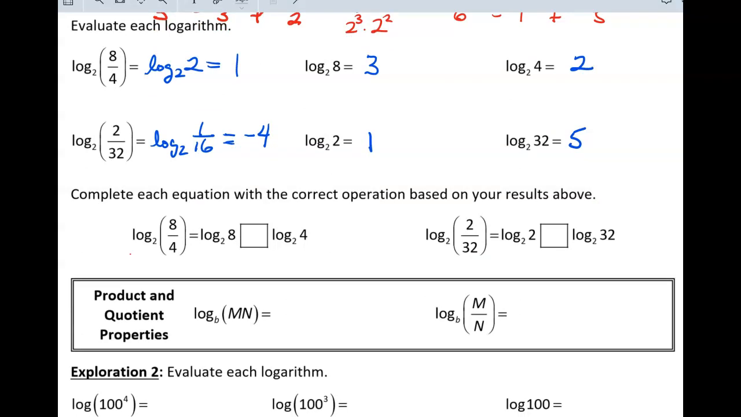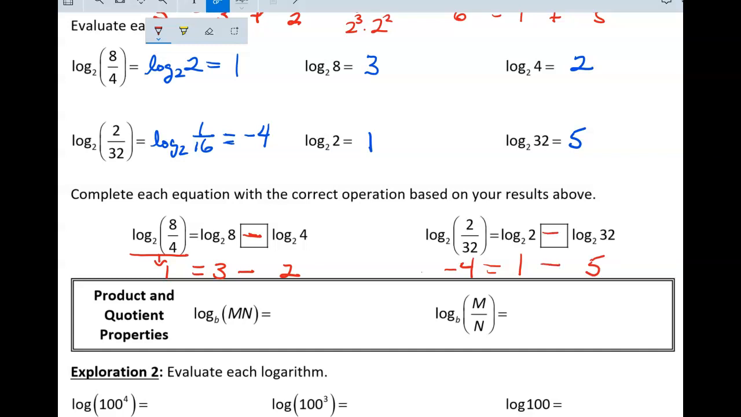Log base 2 of 8 divided by 4 is 1. Log base 2 of 8 is 3. And log base 2 of 4 is 2. And I think we can argue that there should be a minus sign there. And log base 2 of 2 32nds has a value of negative 4. Log base 2 of 2 is equal to 1. Log base 2 of 32 is equal to 5, and 1 minus 5 is equal to negative 4.